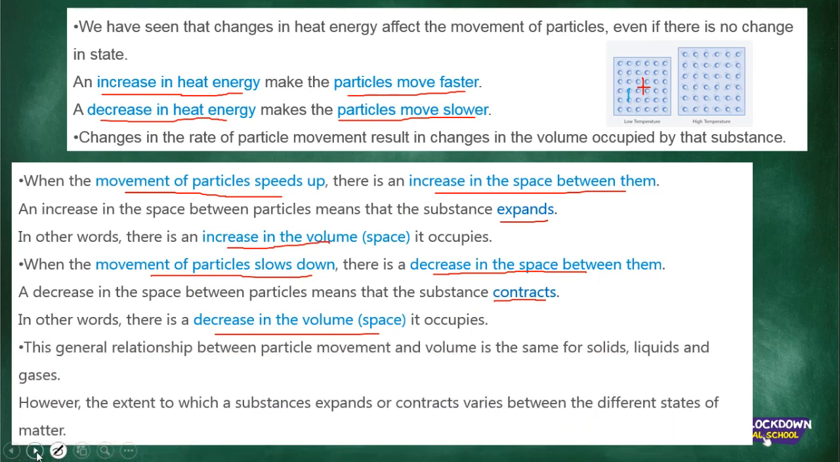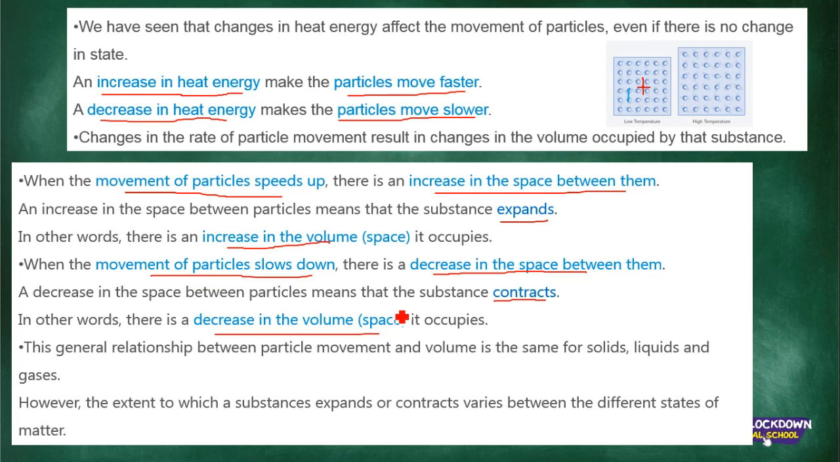Okay, so in general, the relationship between particle movement and volume is the same in solids, liquids, and gases. This applies to the movement of particles in a solid, a liquid, and a gas. However, the extent to which a substance expands or contracts, that is, how much it expands or contracts, depends on the state of matter: solid, liquid, or gas.